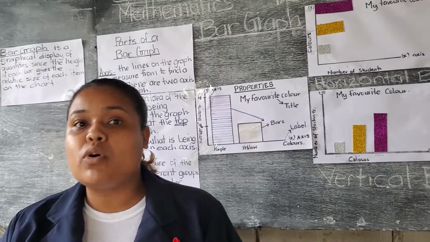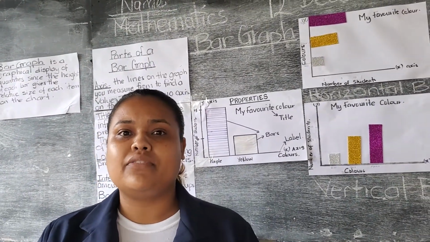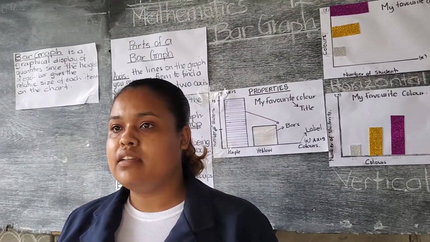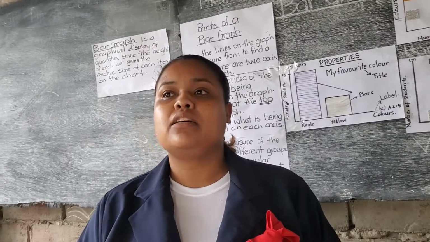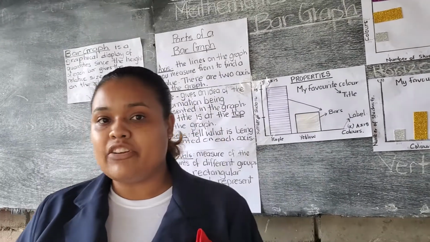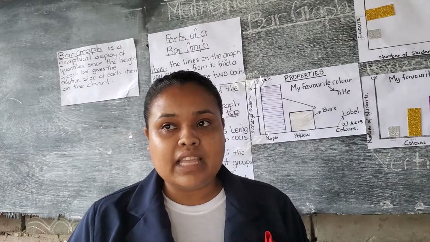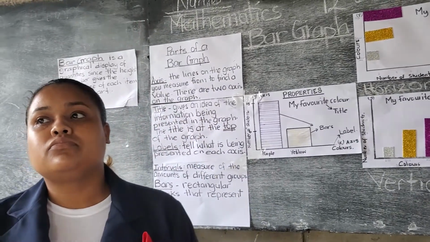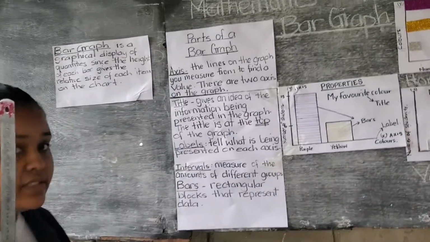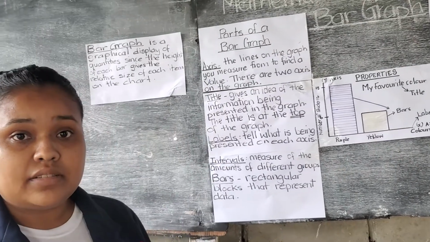Now, who can tell me what are some properties of a bar graph, or what it takes to make up a bar graph? One at a time. Go ahead. Yes, we have a title. Yes, we have the scale or the axes. Yes, we have the labels. Yes, we also have the bars. And yes, we have the intervals.